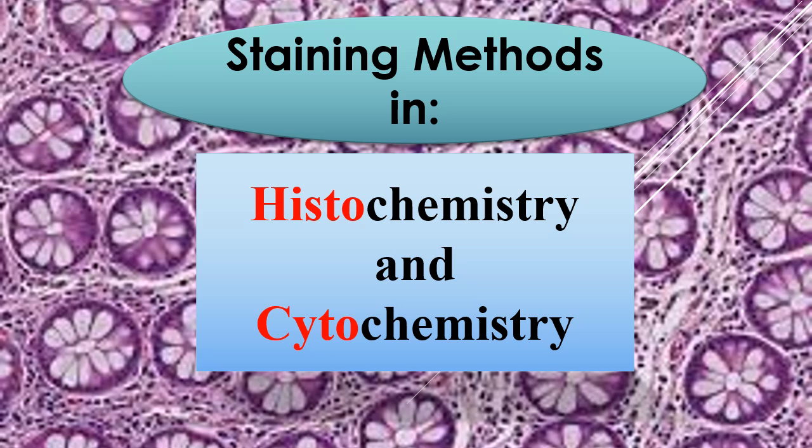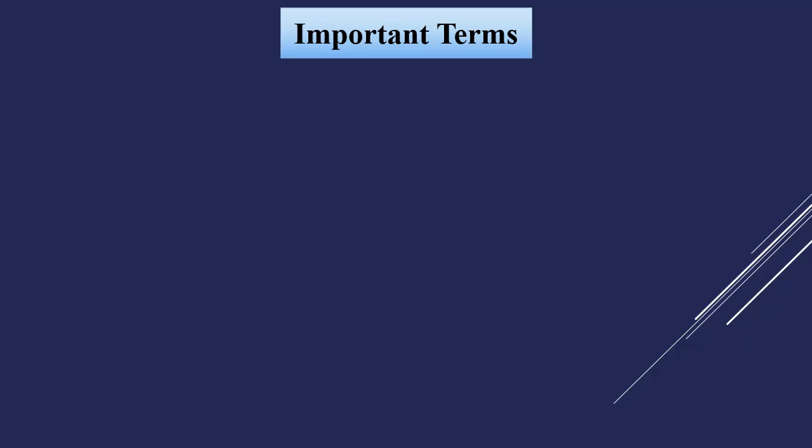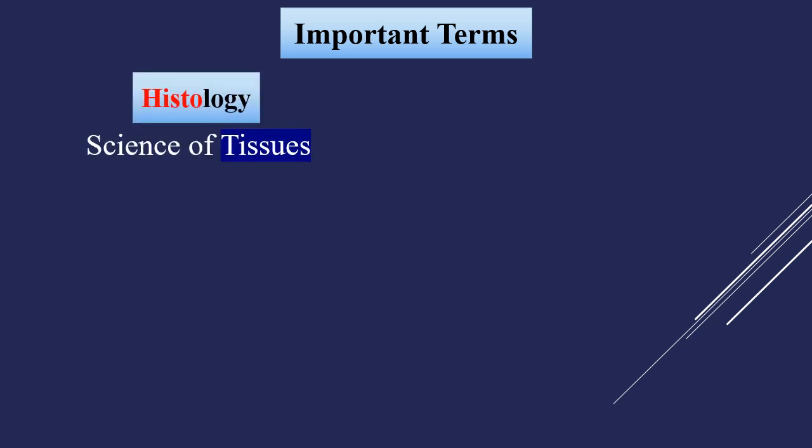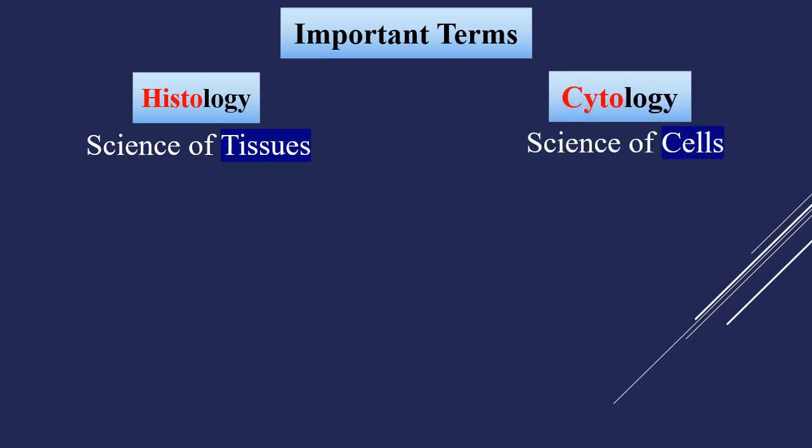Hello everyone, in this video we're going to see staining methods used in histochemistry and cytochemistry. Let's learn some important terms. First of all, histology is the science of tissues, while cytology is the science of cells.